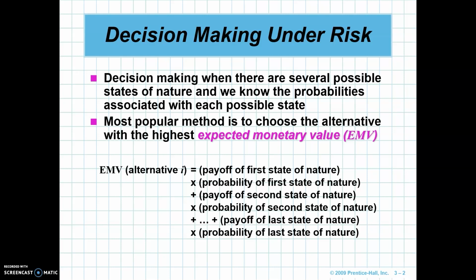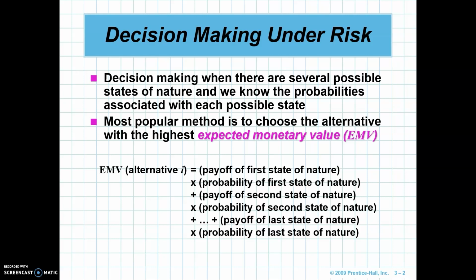Decision making when there are several possible states of nature, and we know the probabilities associated with each possible state. The most popular method is to choose the alternative with the highest expected monetary value, right? How do we calculate the expected monetary value? We'll be taking care of that as well, right?